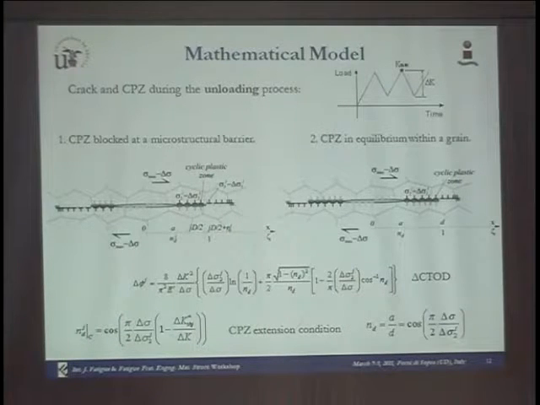Modeling these two cases with this distributed dislocation technique, we can obtain the delta CTOD, and also we can obtain the condition for the propagation of the cyclic plastic zone. And in this case, the extension condition is represented by a delta K threshold, which depends on the crack length.